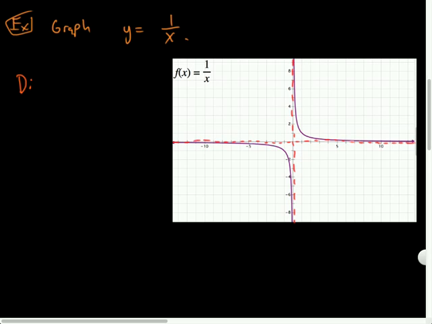So my domain, I could say, is the set of all x such that x is not equal to 0. I'm going to get better with my little curly braces in a moment, I hope. My range for this includes everything except 0. So it's the set of all y such that y cannot equal 0.